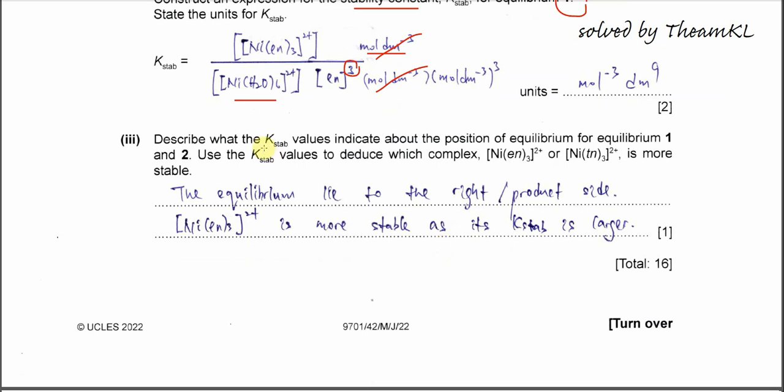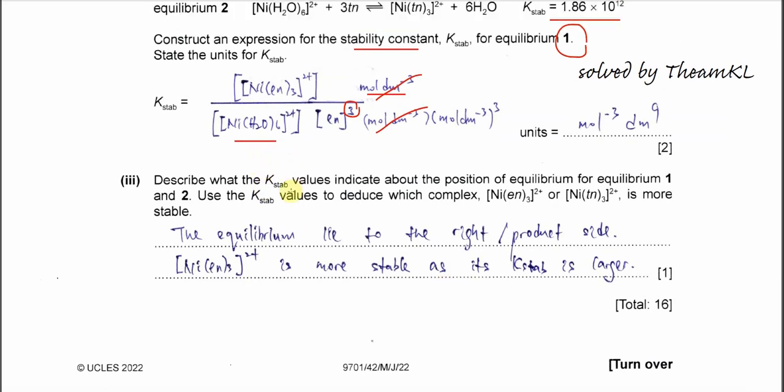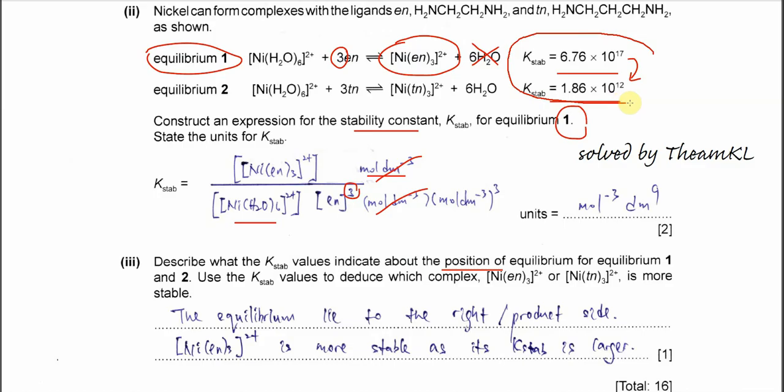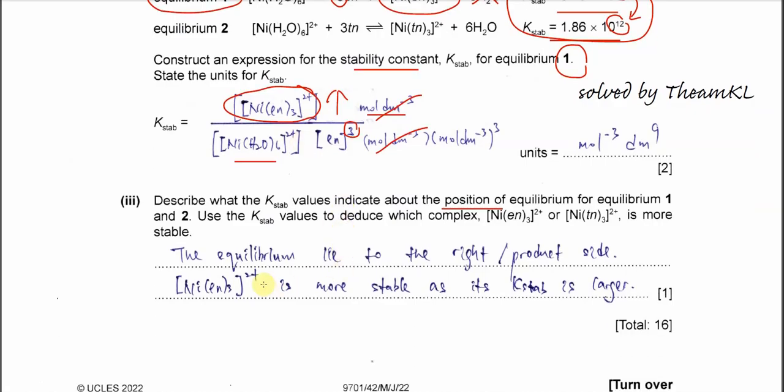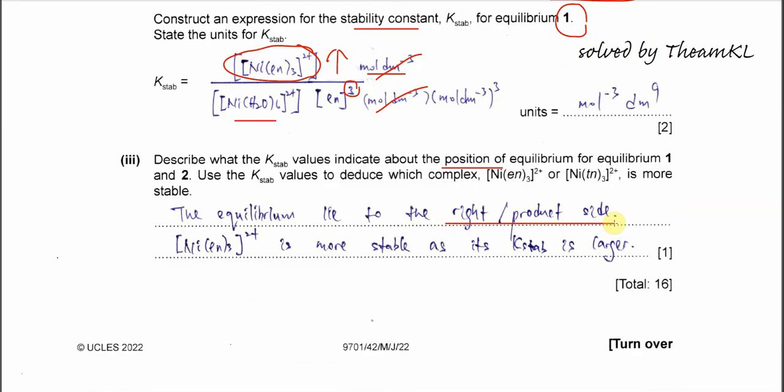Part 3, the last one. Describe what the K stab values indicate about the position of equilibrium for 1 and 2. You must discuss these two together. From these two values, what do you know about the equilibrium? Is it more towards left or right? From this value, we know that it's very large, meaning the concentration of the product is much larger than the reactants. Therefore, we know the equilibrium will lie to the right, or the product side.